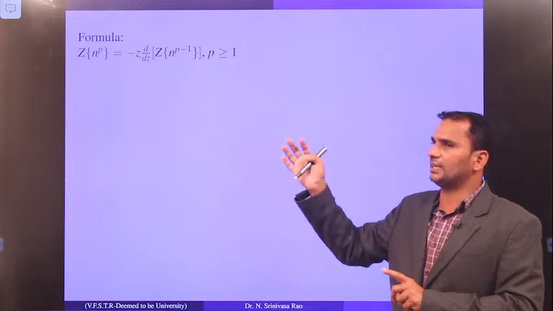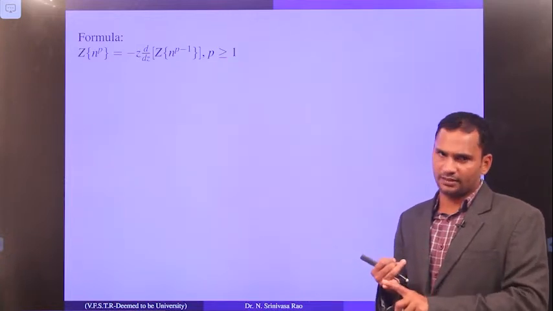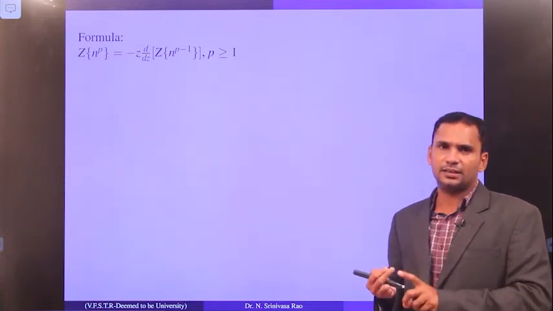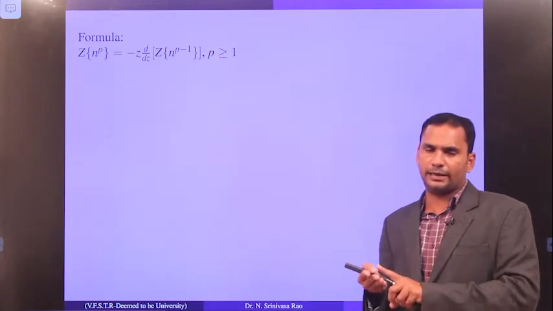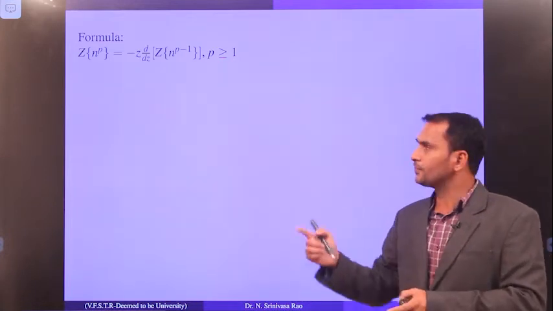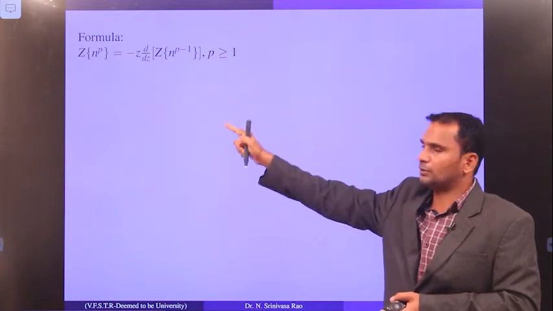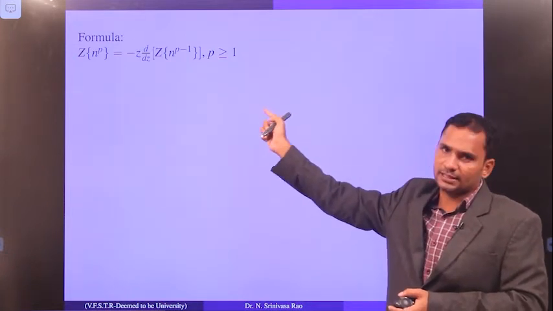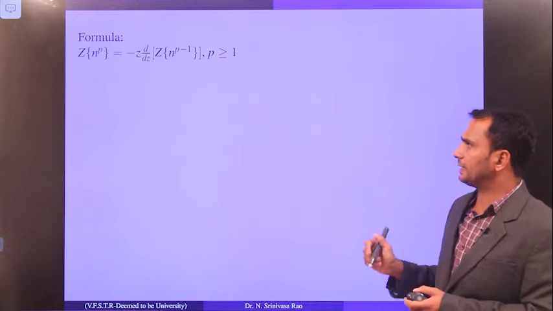So when p runs, you will get Z transform of n, Z transform of n square, Z transform of n cube, n power 4, and so on. Okay, so these are very important. So from the point of view of examinations, this is a very important concept.